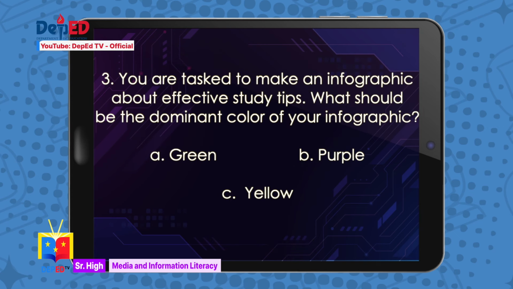Number 3. You are tasked to make an infographic about effective study tips. What should be the dominant color of your infographic? Letter A. Green. Letter B. Purple. Letter C. Yellow. If your answer is letter C, yellow, you are correct because the color yellow represents intelligence.